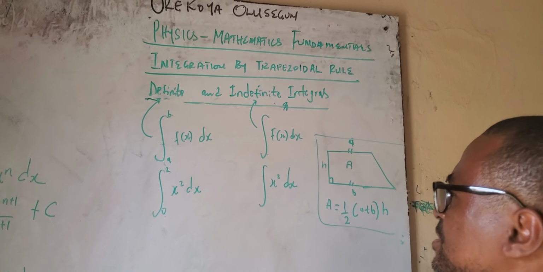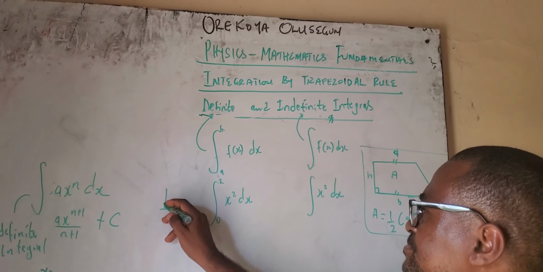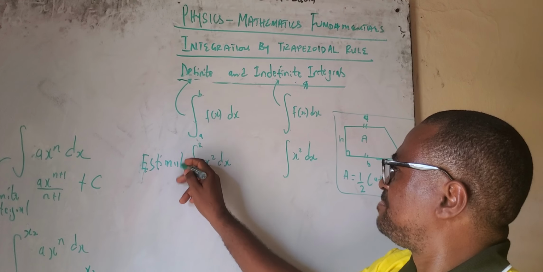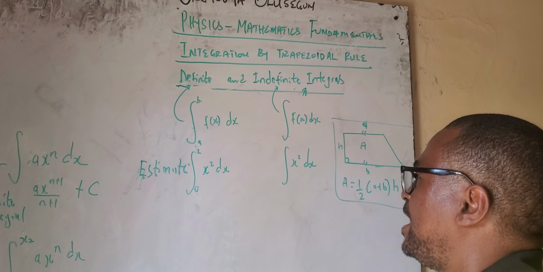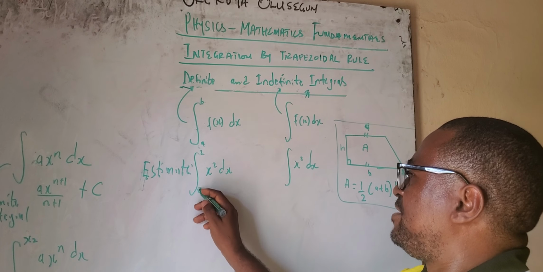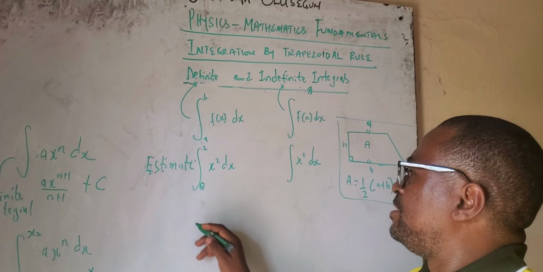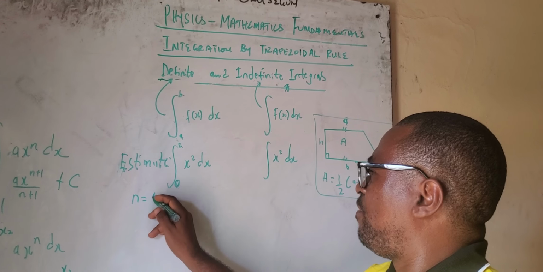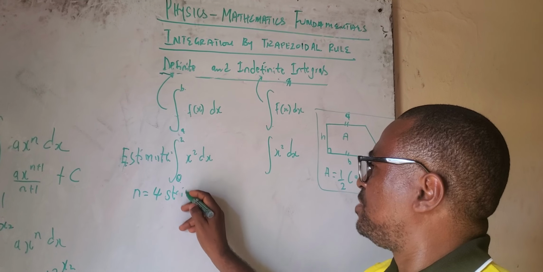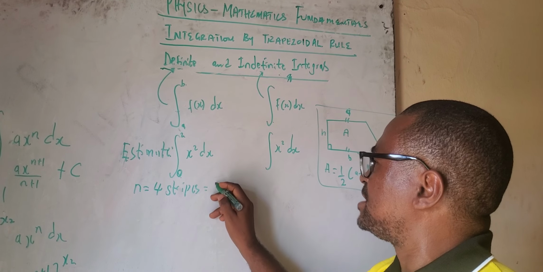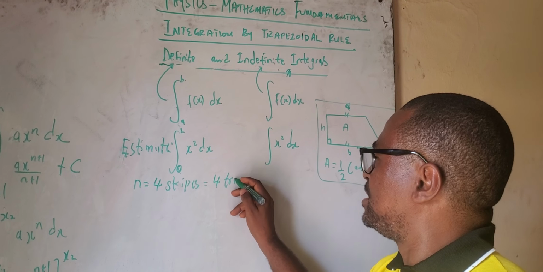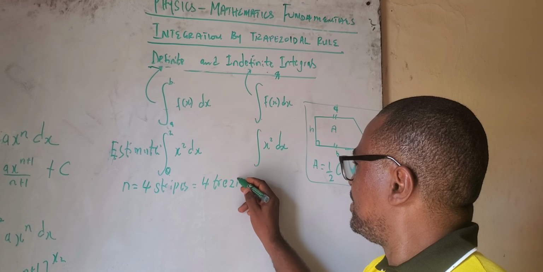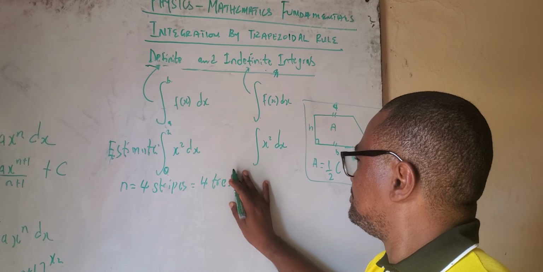Now, if the question says estimate this particular integral, we are given the limit 0 to 2, and we are asked to take the number of stripes to be 4 stripes. Let me tell us what I mean by 4 stripes. 4 stripes simply means 4 trapezia.